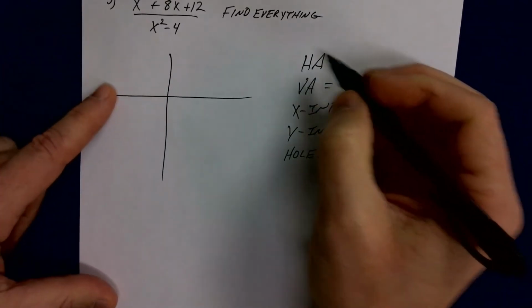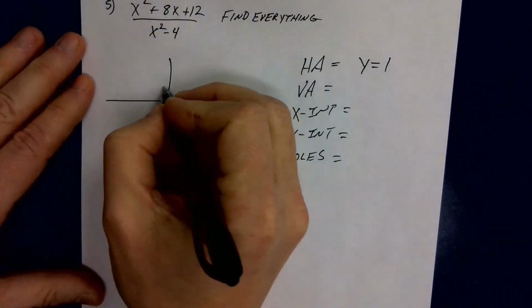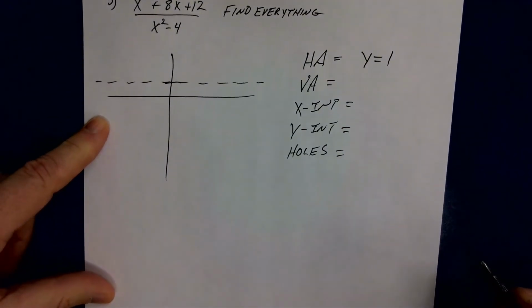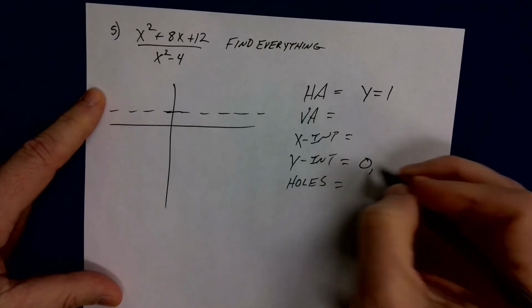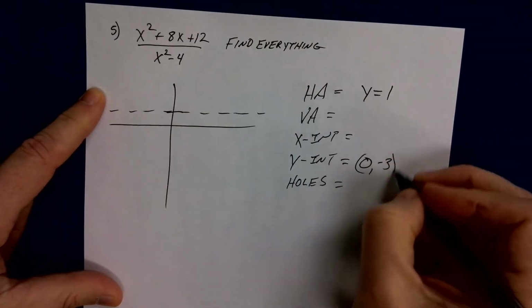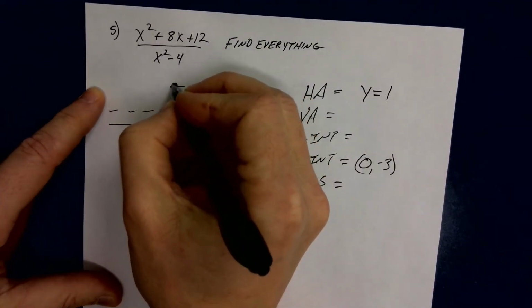So first off, horizontal asymptote: x squared over x squared means I have y equals 1. I have a horizontal asymptote right there. Next, the y-intercept is at 0, comma 12 divided by negative 4, which is negative 3. 0, negative 3. 1, 2, 3. Got a point right there.